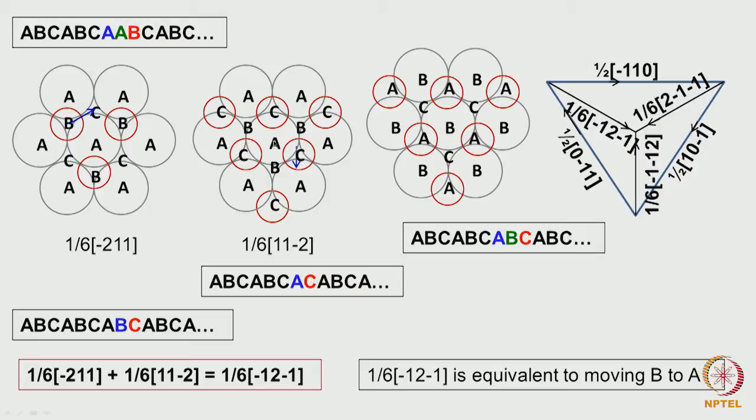If this atom which is sitting at A position, if I shift it from here to here, that will involve a translation vector 1/6 112 bar, okay. You can make out from here that when I give that translation, what's essentially going to happen is that this A atom comes to this B position. That is what essentially is being shown here, okay.